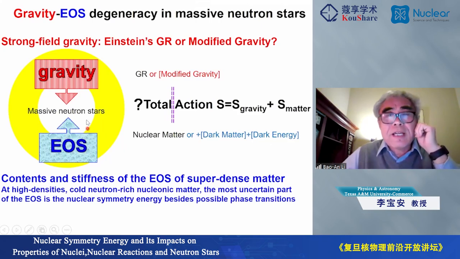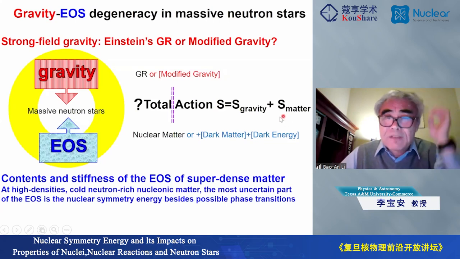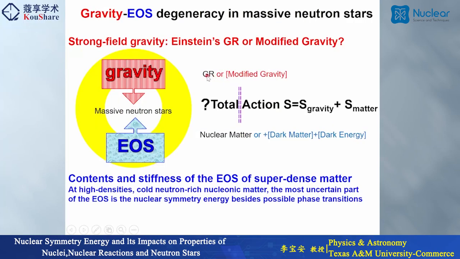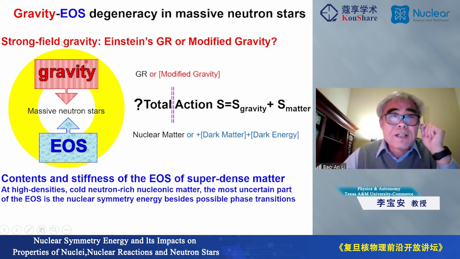Now, a neutron star is in hydrodynamical equilibrium. It's basically the balance between gravity and the equation of state. So when you write down the total action of the system, the action has a gravity part and a matter part. Then when you apply Hamilton's variational principle to derive the equations of motion of your general degrees of freedom, the fields, you have the freedom of modifying either the gravity, namely you can choose between general relativity or one of the modified gravitational theories, or you can modify the matter content. You can add dark matter, dark energy, and it doesn't matter which one you modify, as long as your total action is the same, you may get the same answer. So we have this gravity-equation of state degeneracy in describing dense matter here.